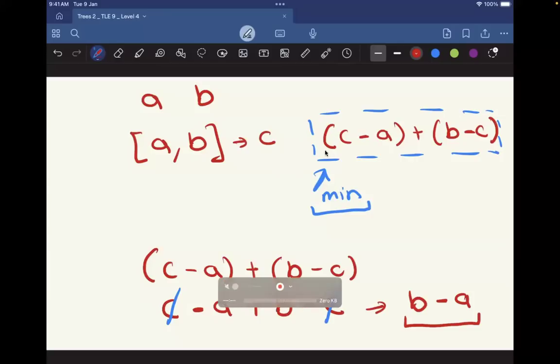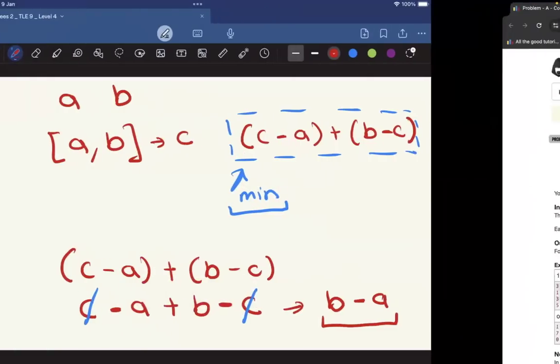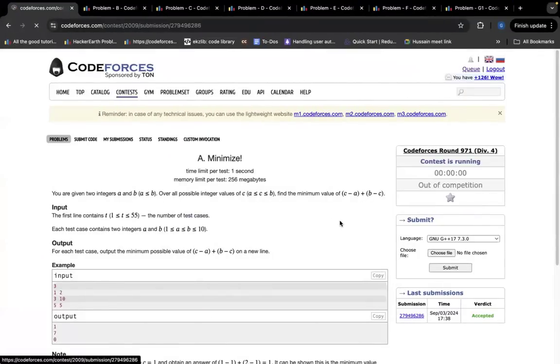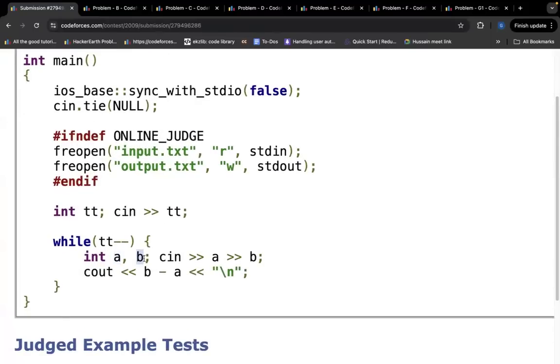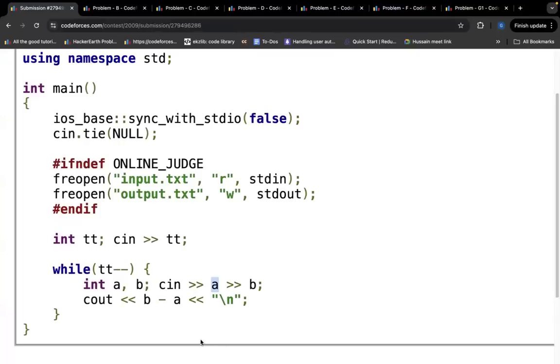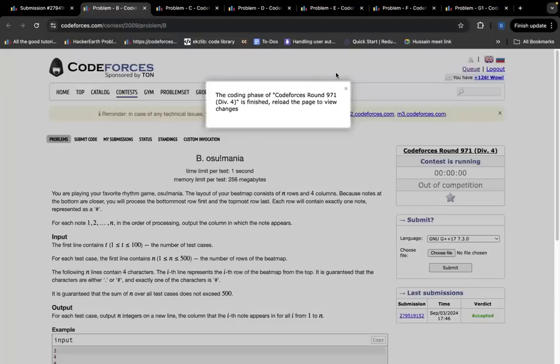For each a, b, you can answer it in O(1). So you take in input a, b, and then you print b minus a. That is more or less it for the first problem. Let's move on to the second problem.